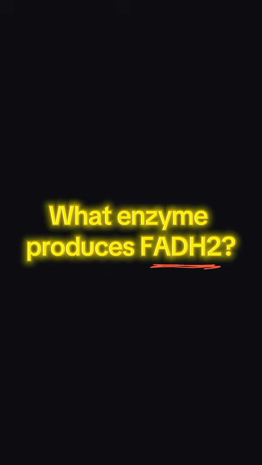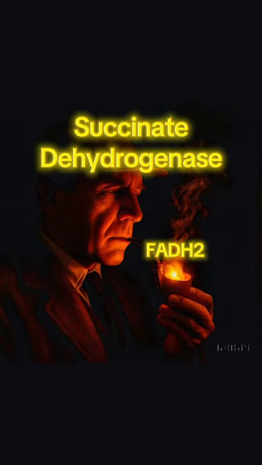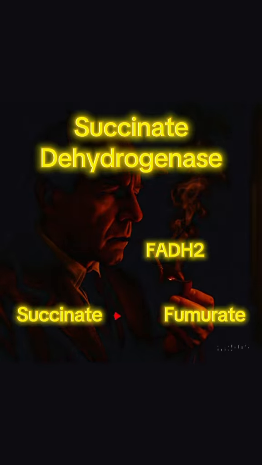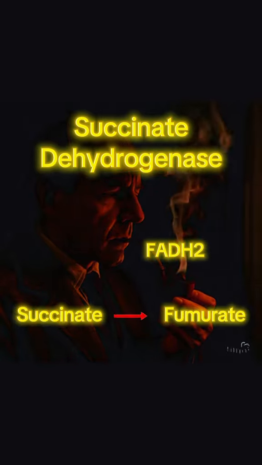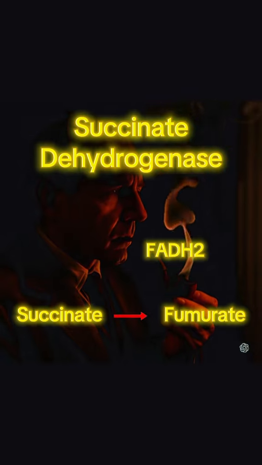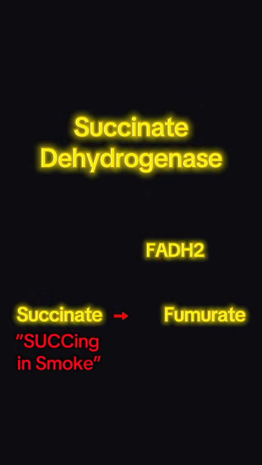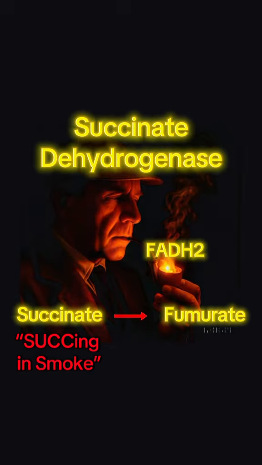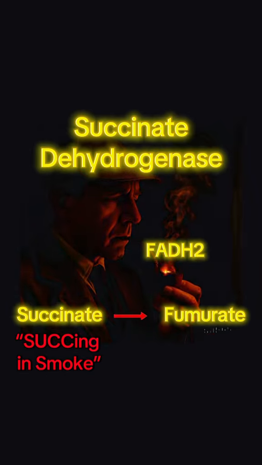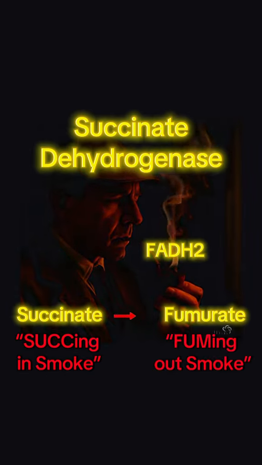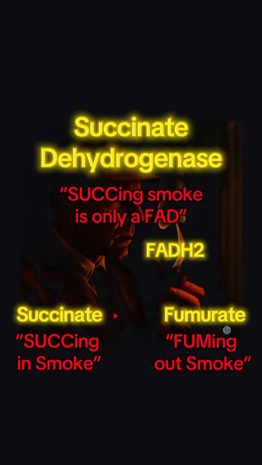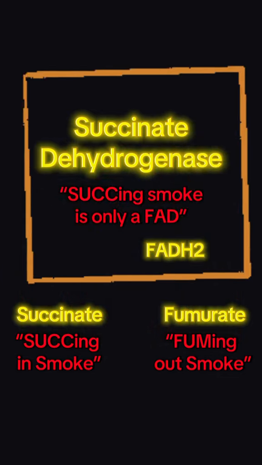What enzyme produces FADH2? And the enzyme is succinate dehydrogenase. And succinate dehydrogenase converts succinate to fumarate. The man smoking the pipe smoke will help you remember inhaling and exhaling. Inhaling and sucking in smoke for succinate, and exhaling and fuming out for fumarate. Remember that sucking in smoke is only a fad for FADH2.